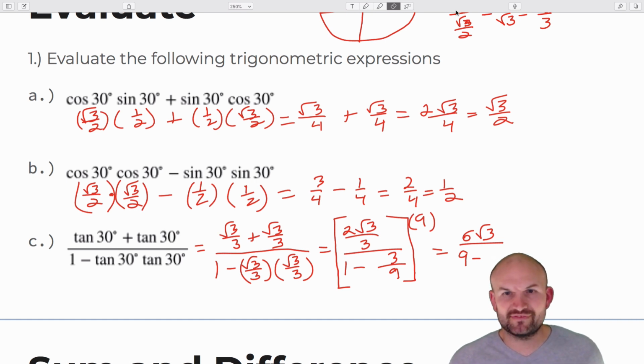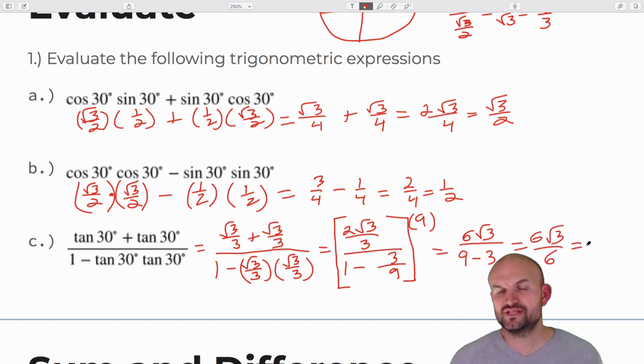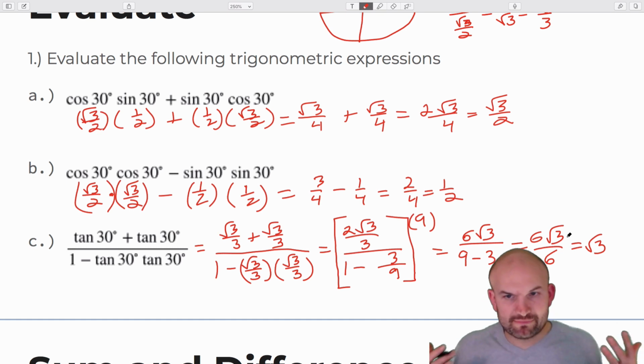So anyways, you're going to have 9 minus 3 in my case, which ends up giving you a 6 square root of 3 over 6, which gives you a square root of 3. Okay, so here's the point of doing all this.